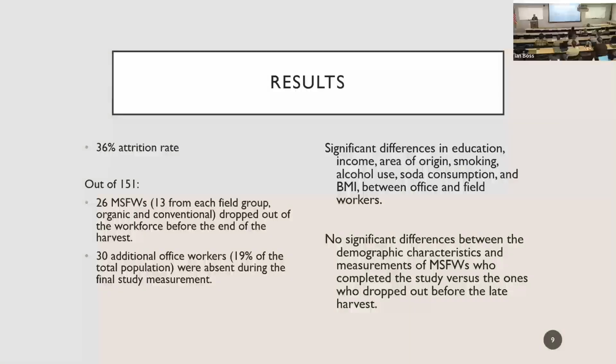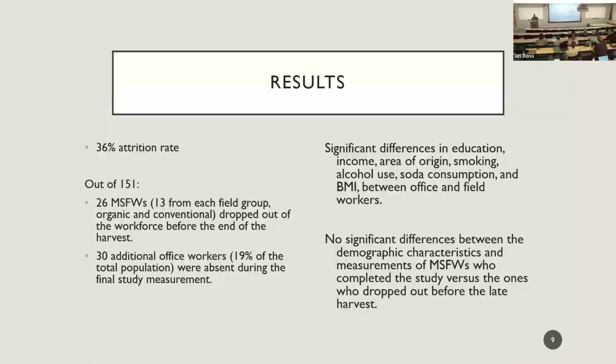So for results, I think it's really important just to know they had a big attrition rate, 36% overall. Out of the 151 field workers, they're kind of fortunate that the amount that left was equal per group, 13 from each field group. And then an additional 30 office workers also were absent during the final measurement. So there were significant differences in several of the categories that they looked at between the office workers and the field workers.